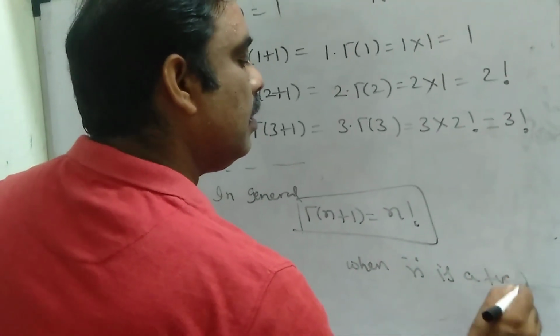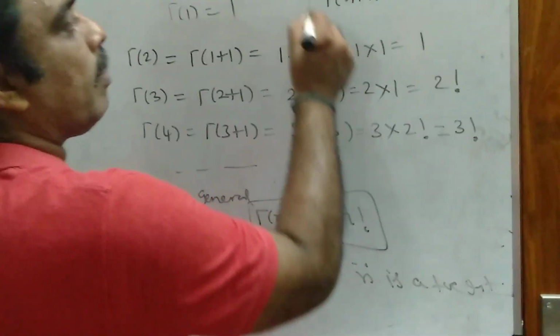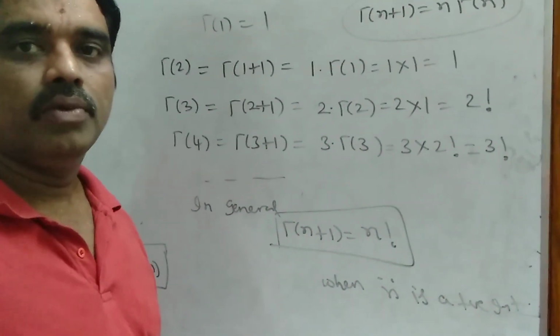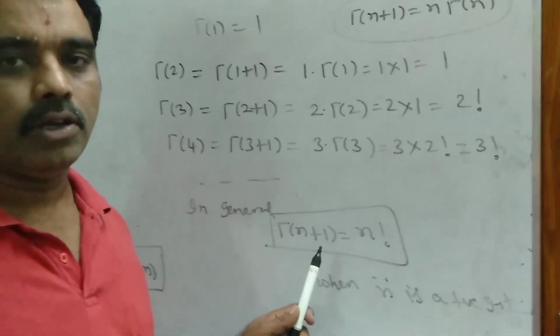When n is a positive integer. When n is not an integer, we use this formula: gamma of n plus 1 is equal to n into gamma of n. When n is a positive integer, gamma of n plus 1 is equal to n factorial.